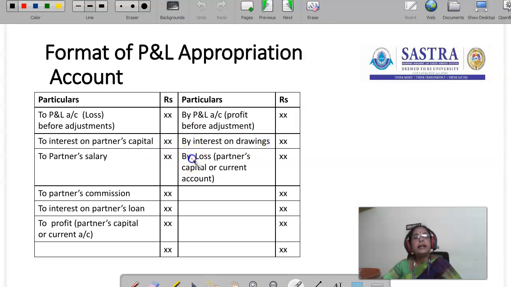Finally, we get divisible profit or divisible loss. This profit should be distributed among the partners according to their profit sharing ratio. If the deed is silent, we have to follow equal ratio.